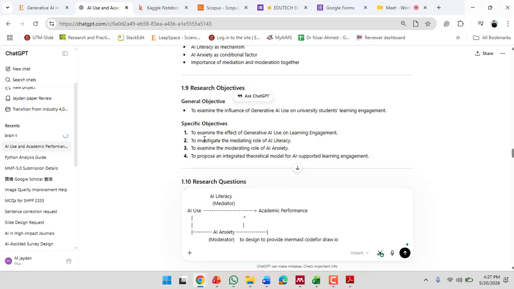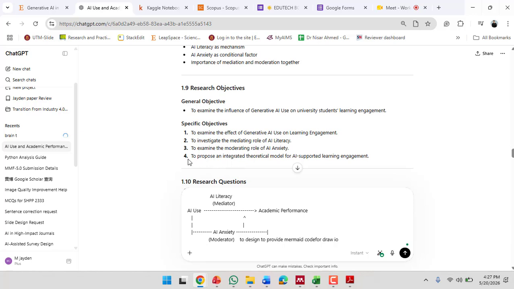So when we read the objectives, we see that he will examine the effect of AI on learning engagement. He will also investigate the mediating role of AI, examine the moderating role, and at the end propose a theoretical model that supports AI learning. So these are the four objectives. For every objective there should be a clear methodology showing how he will actually examine the effect of generative AI and the mediating role. So you need to do this separately.